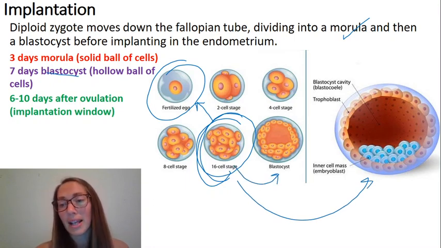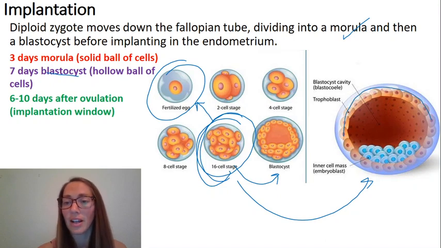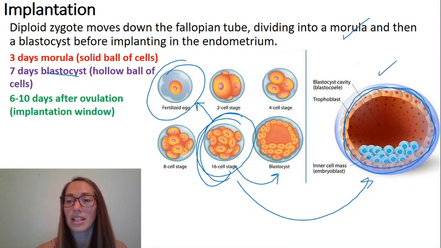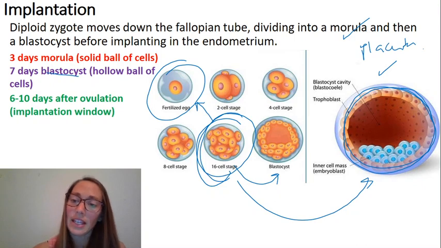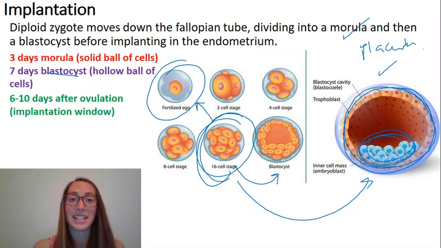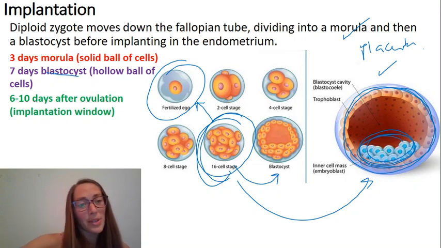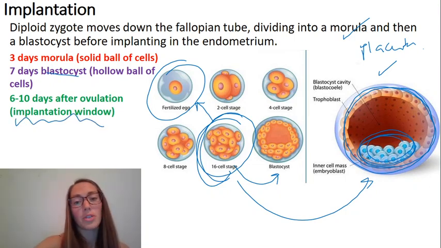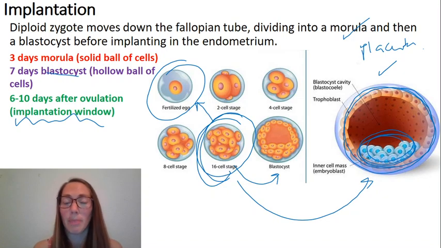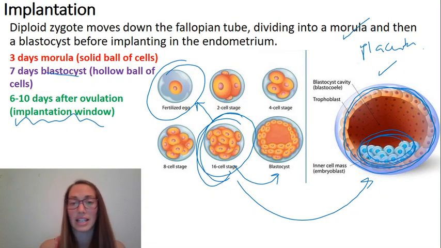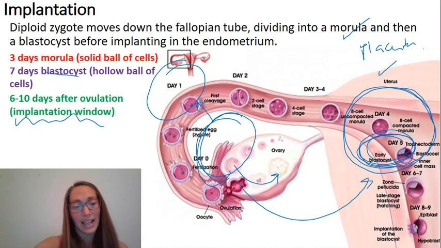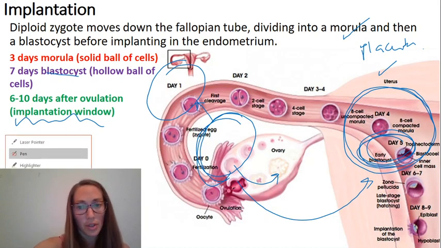Over here we've got a blastocyst, and the blastocyst is what comes after the morula. You can see that the blastocyst is a hollow ball of cells, and there are a couple of key things here. Around the outside we've got a trophoblast, that layer of cells that is going to turn into the placenta. Then we've got the inner cell mass, which is going to turn ultimately into the fetus. We also have an implantation window, a very short period of time where the blastocyst can actually implant into the endometrium.